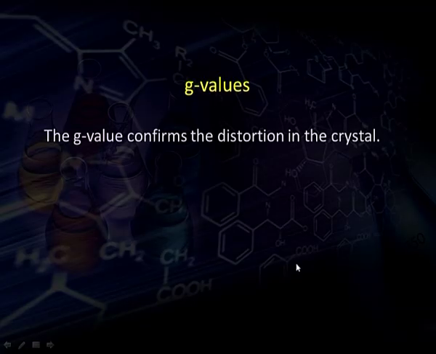G value can be determined by noting the applied field to achieve resonant absorption for a given microwave frequency. That means we have to note at which field the resonance takes place in the system. So, from there we can determine the G value. If the complex is a part of a single crystal, then G is measured along different directions and it is used to deduce the symmetry of the complex. The G value confirms the distortion in the crystal.